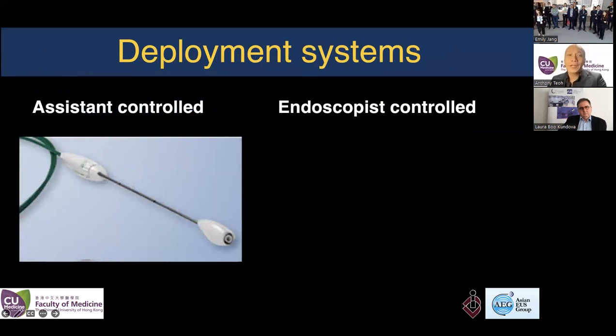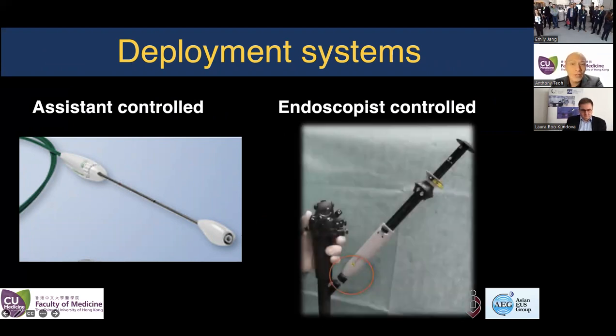The other thing that is very interesting is the way the stents are being deployed. We are very used to all these assistant-controlled deployment systems, very similar to ERCP or esophageal or gastric or duodenal stents. We require our nurse or our assistant to deploy the stent. But with Axios, they have made a really big turnaround in terms of deployment, which is the endoscopist-controlled system.